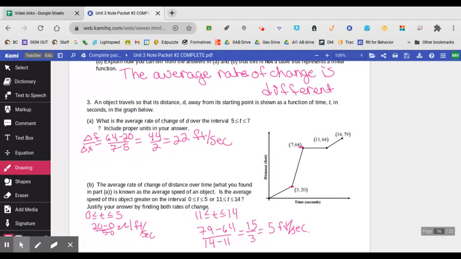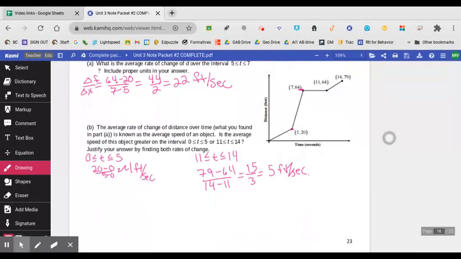Number 3, to find the average rate of change from 5 to 7, I did the change in the function, so 64 minus 20 over 7 minus 5, which gave me that the speed there is 22 feet per second. The average rate of change when we're talking about distance and time is speed.